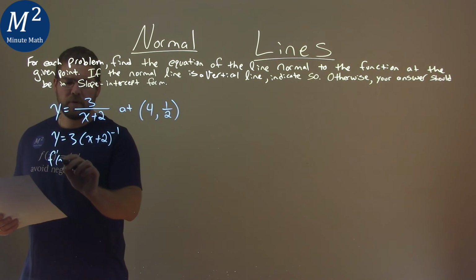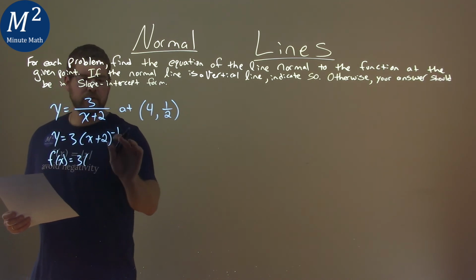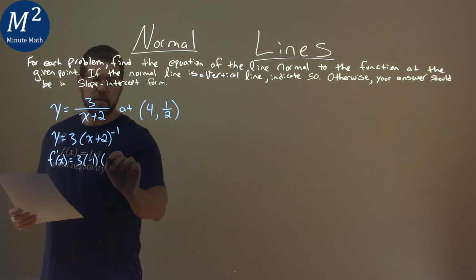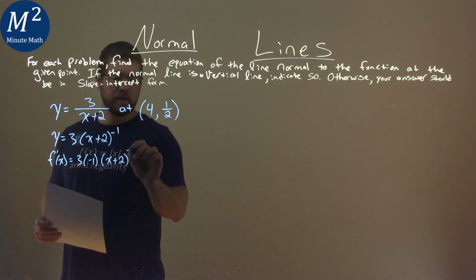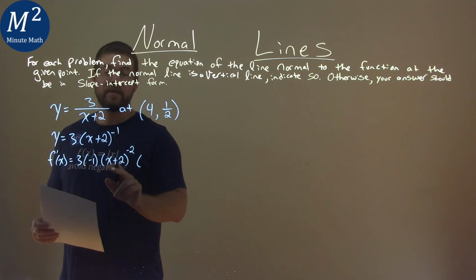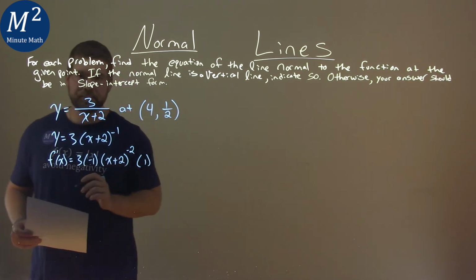So let's go find f prime of x, and that's 3 times this exponent, negative 1, times the inside, x plus 2, raised to subtract the exponent by 1, negative 2 power, times the derivative of the inside, which is 1.